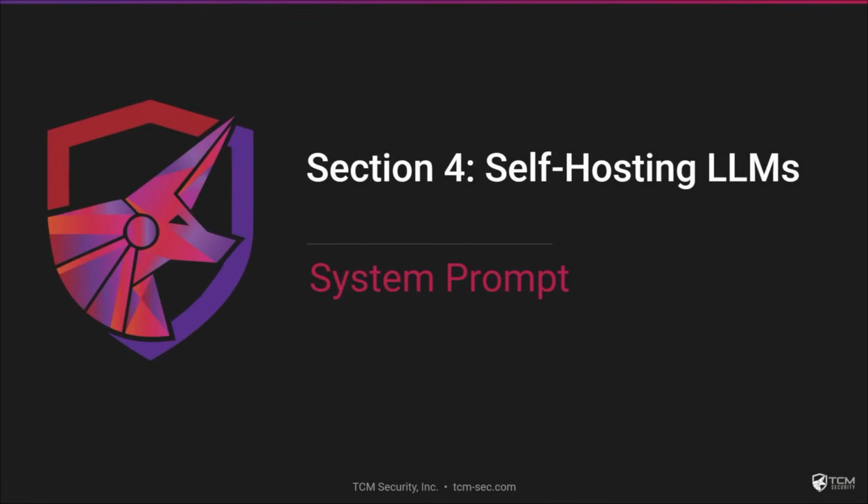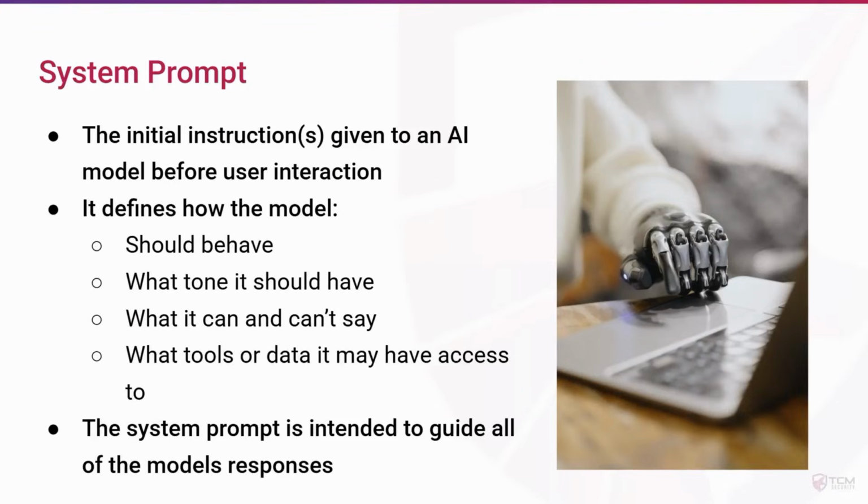In this lesson, we're going to learn about the system prompt and its importance. Let's dive right in. The system prompt is the initial instruction or instructions given to an AI model before user interaction. The goal of the system prompt is to define things like how the model should behave, what tone it should have, what it can and can't say, and then potentially what tools or data it may have access to. The purpose of the system prompt is that it's intended to guide all of the model's responses. You can think of it like a mission statement for the model of how it's going to behave, the tone it's going to have, and what it can and can't talk about.